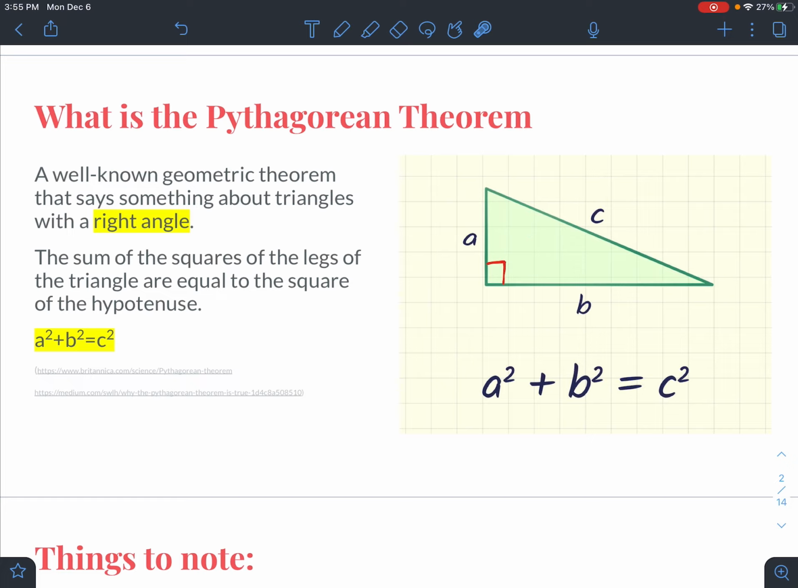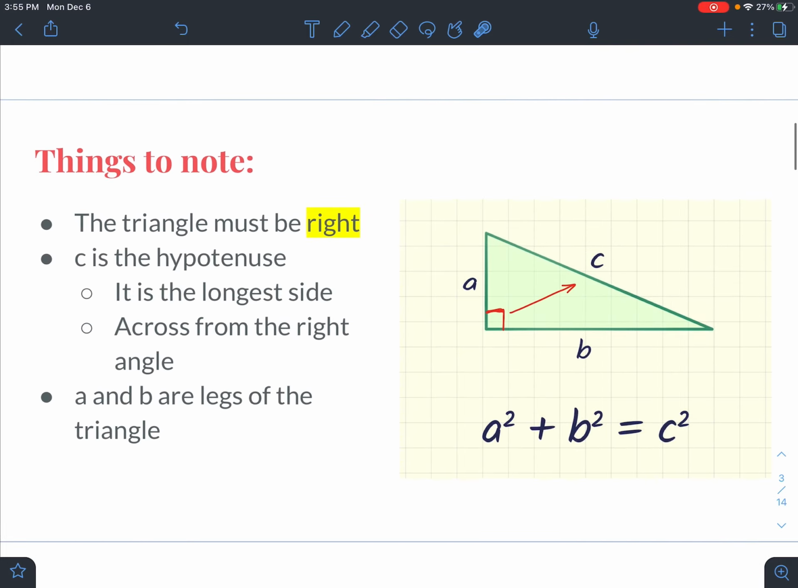And what the Pythagorean theorem says is that the sum of the squares of the legs of the triangle is equal to the square of the hypotenuse. So the legs are a and b, and the hypotenuse is c. Those words give us the equation a squared plus b squared equals c squared, and you can see that here as well. A few things to note: the triangle must be right, okay?